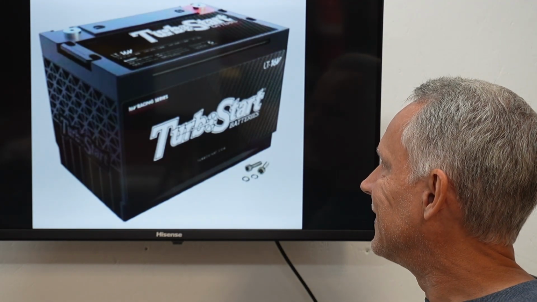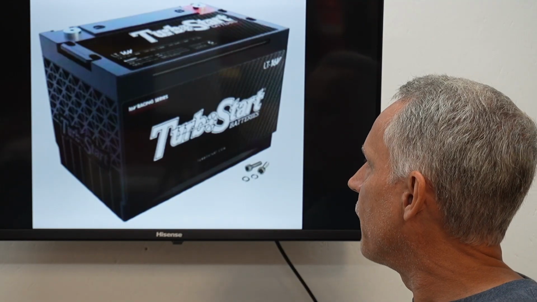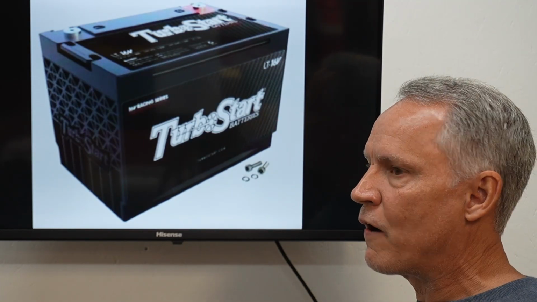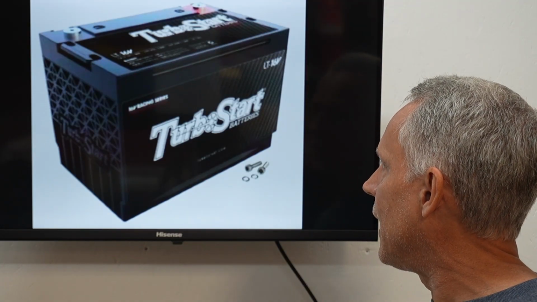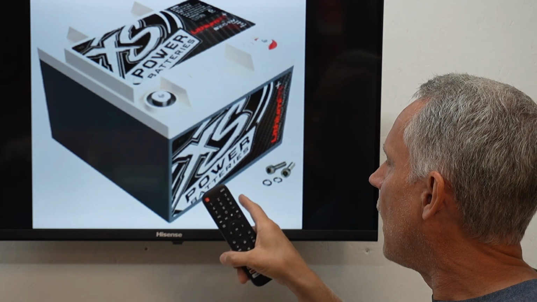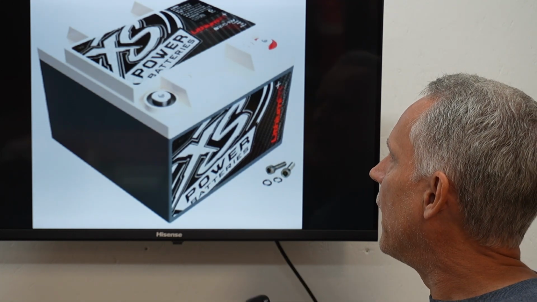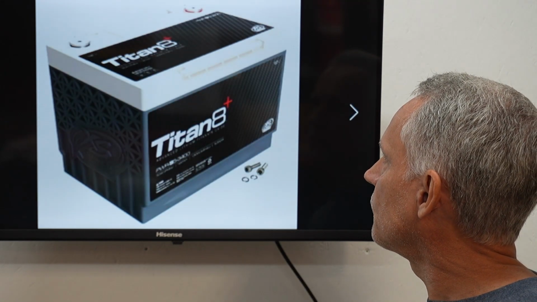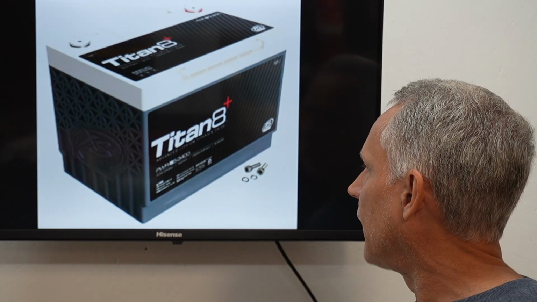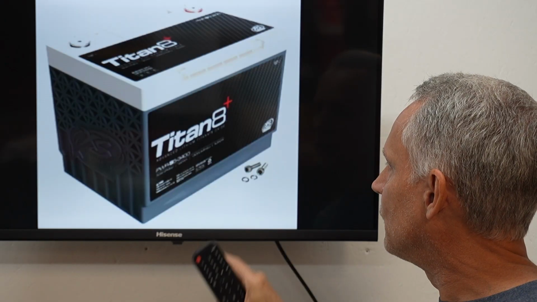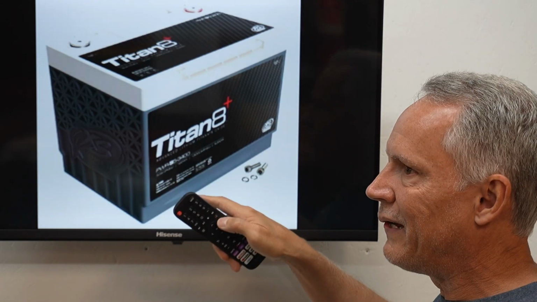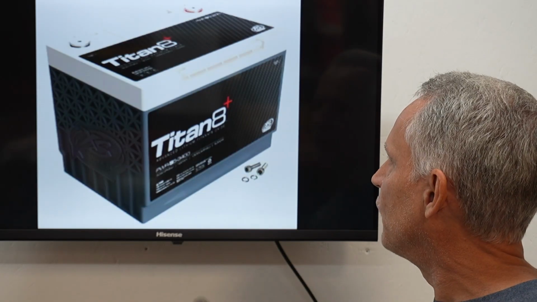And Turbo Start, this is a 16 volt lithium ion battery made by Turbo Start, and I do believe this one is not lithium iron phosphate. This is lithium titanium oxide, or lithium titanate. And this is a lithium iron phosphate, or LFP, battery by XS Power. Anytime you see Titan, that's going to be short for titanate or lithium titanium oxide, so that's the battery chemistry here. This is a sub-brand or a second brand for XS Power.